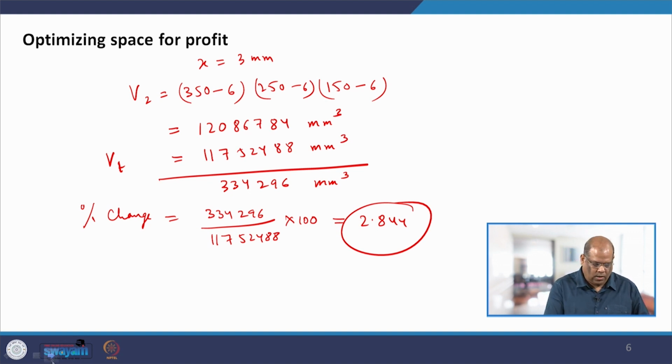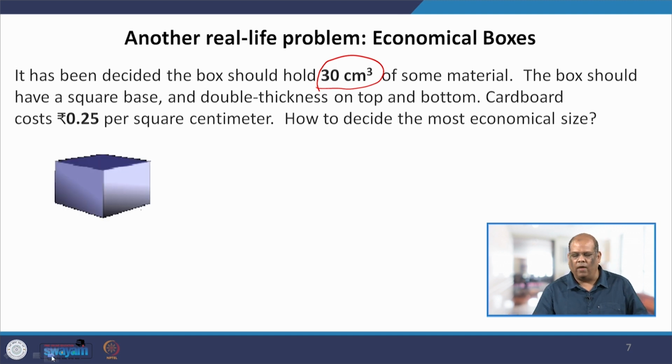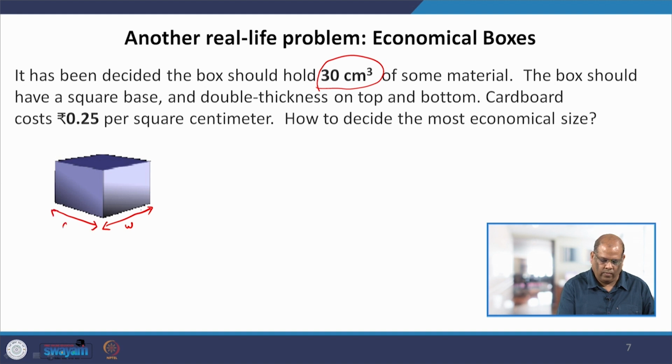Let us look into another real life problem. So, here the volume of the box is already given. You have this box which can hold 30 centimeter cube of some material. It can be a box of chocolate, a box of candles, any kind of product. The box has a square base. So, the base or the width, they are square. Let us take them to be W. And let us put this as height.